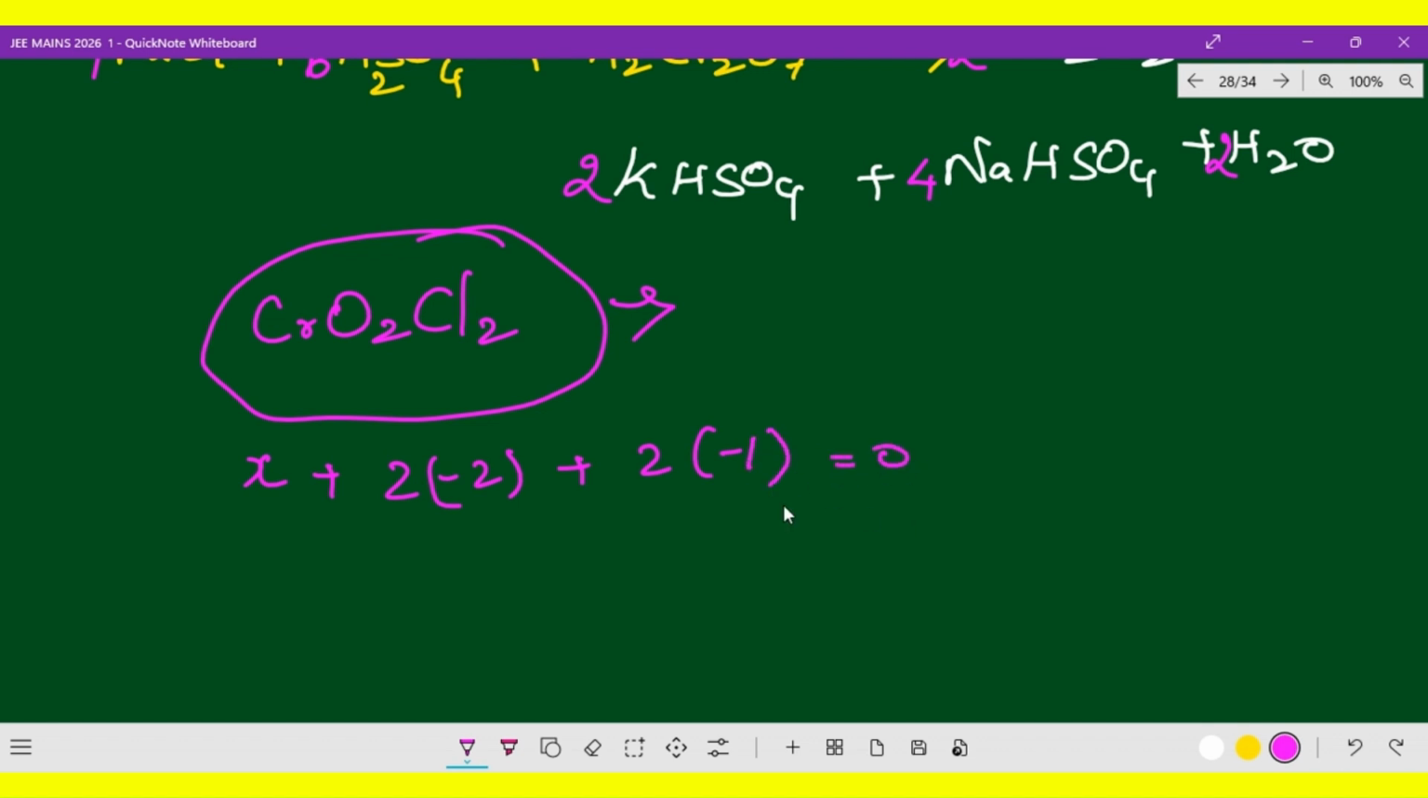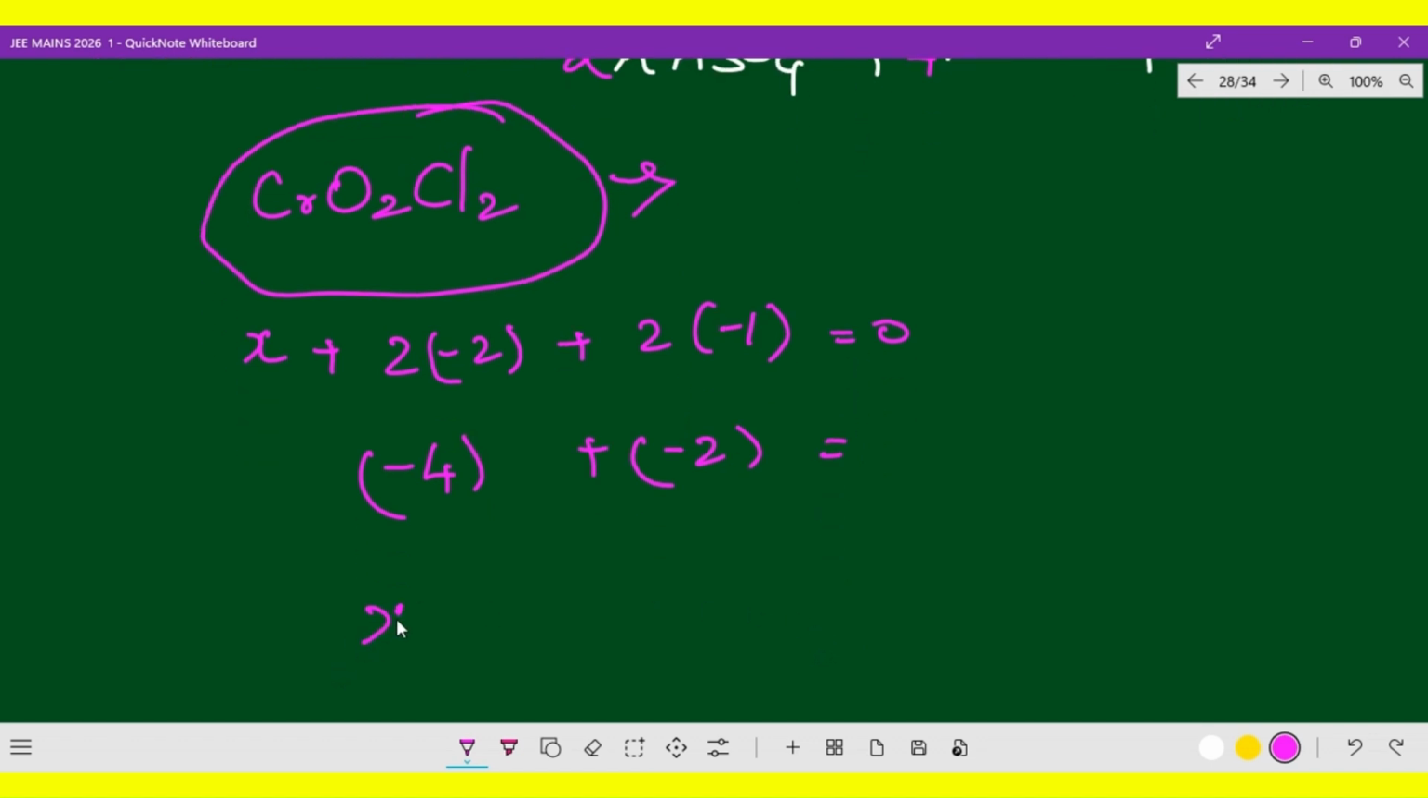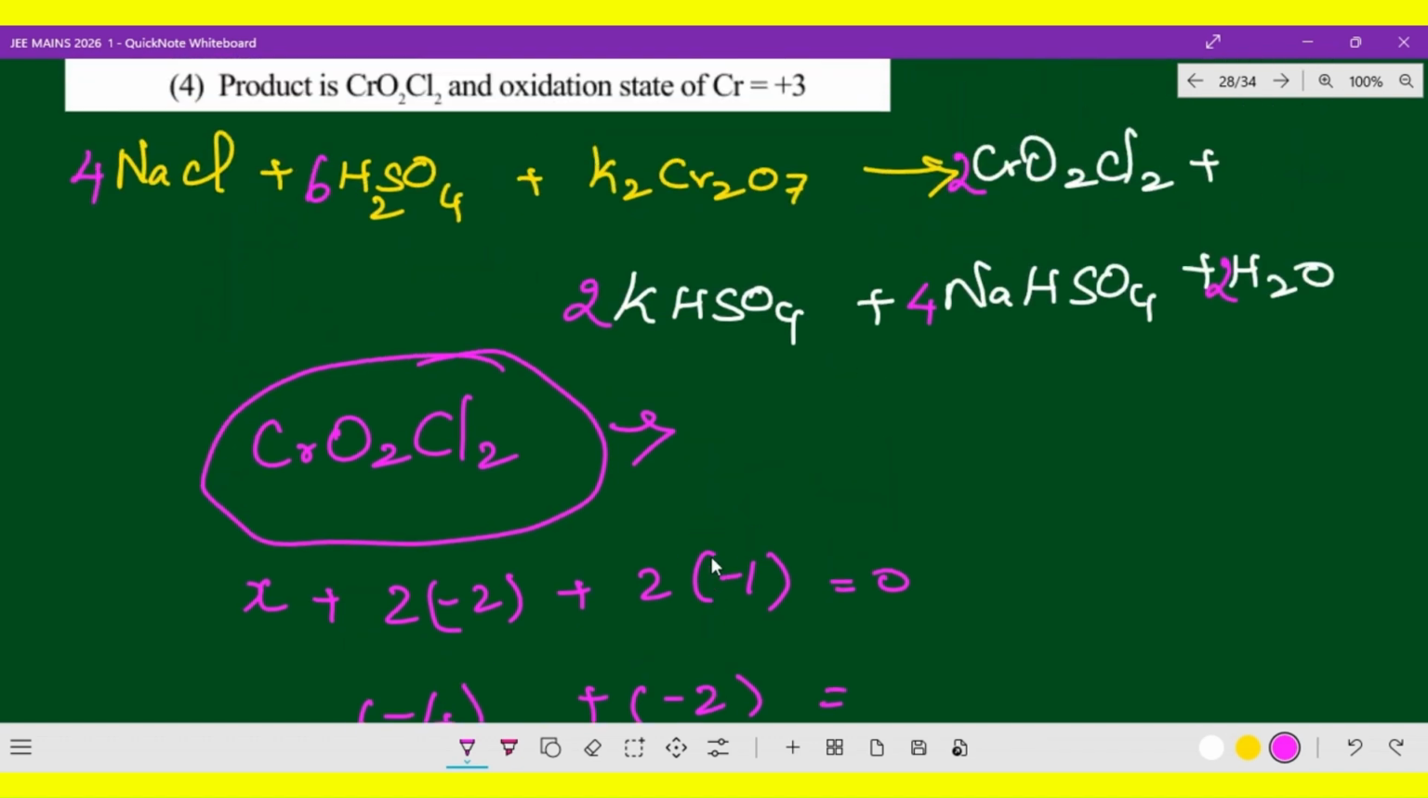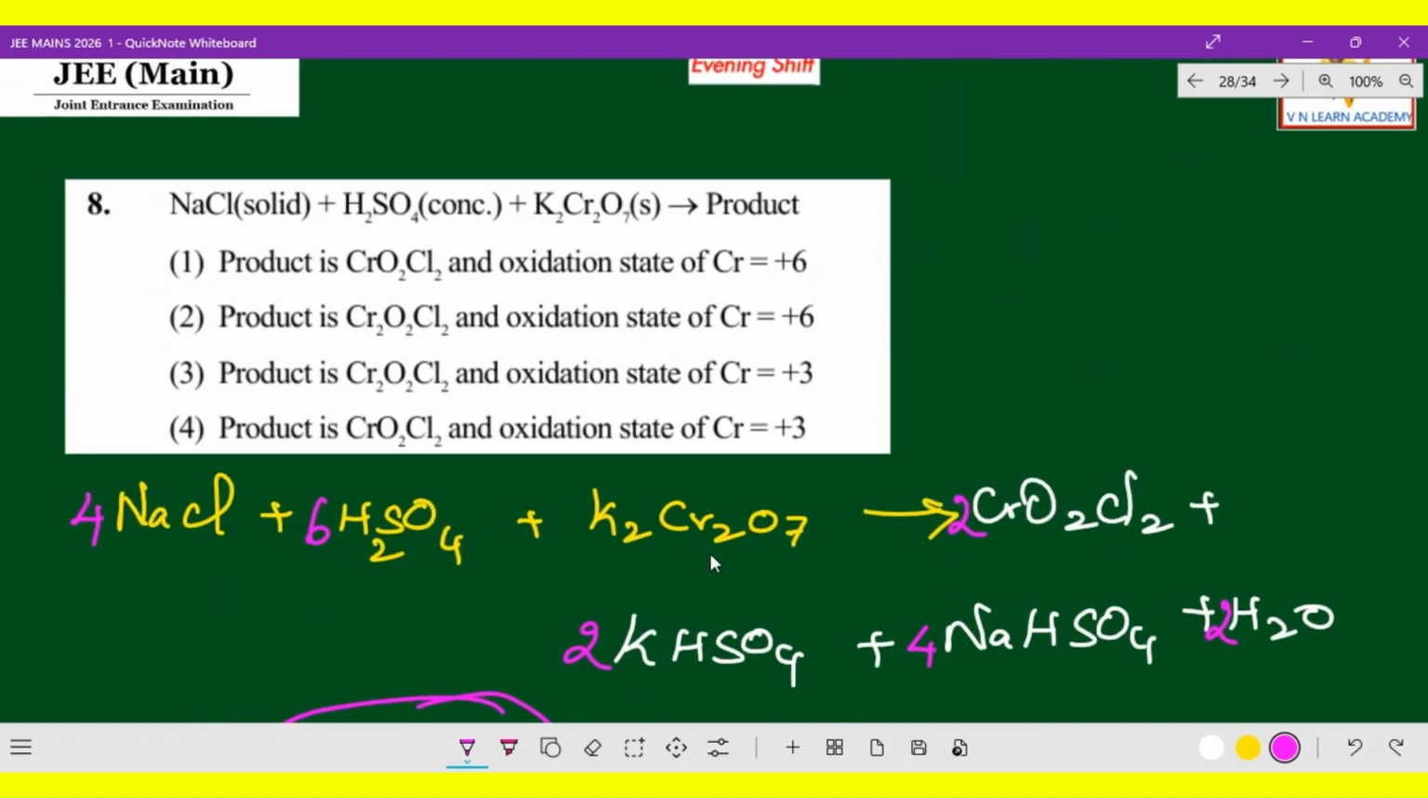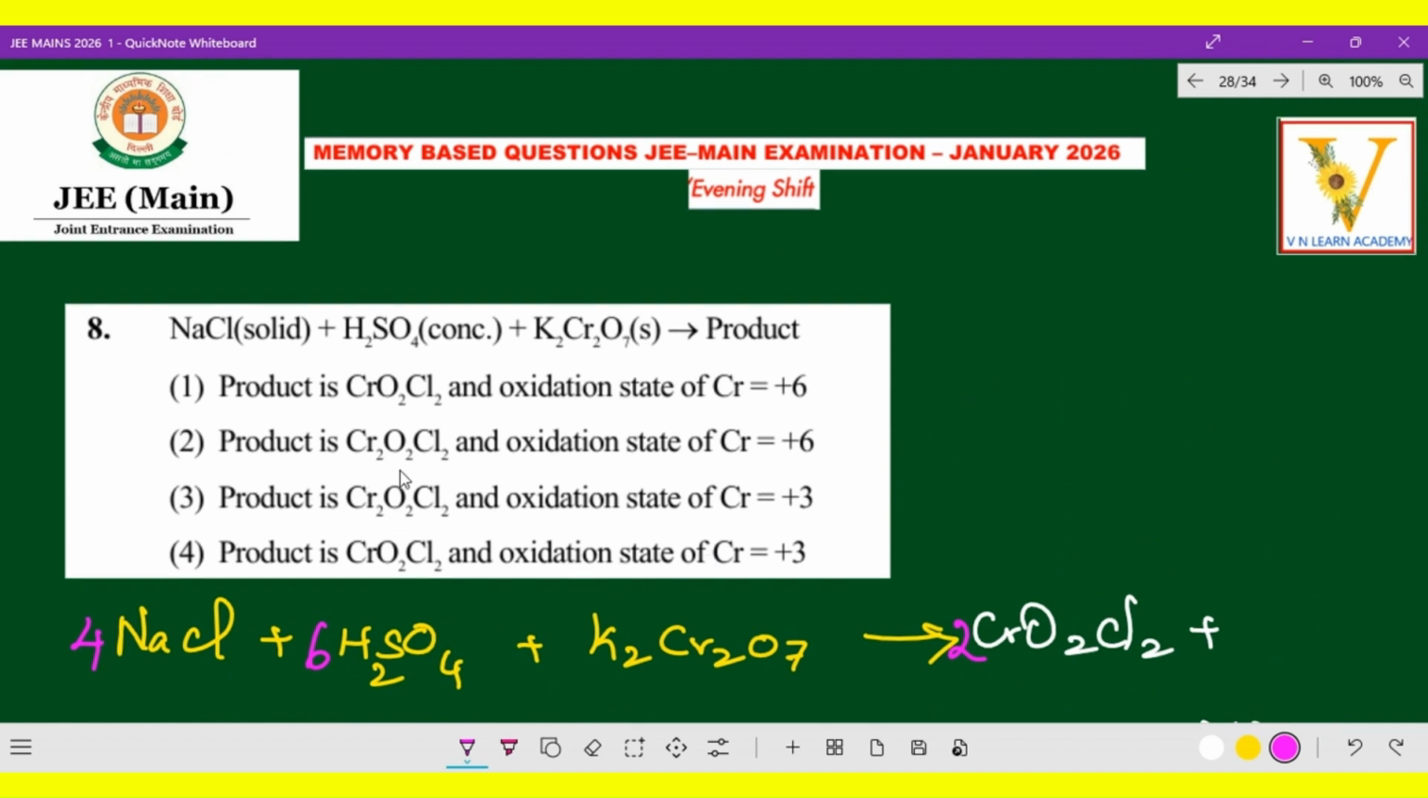Minus 1 equal to 0. That means here minus 4, plus here minus 2. So you will be getting plus 6. So X equal to plus 6 oxidation state. Here it is plus 6 oxidation. CrO2Cl2 only, not Cr2O2Cl2.